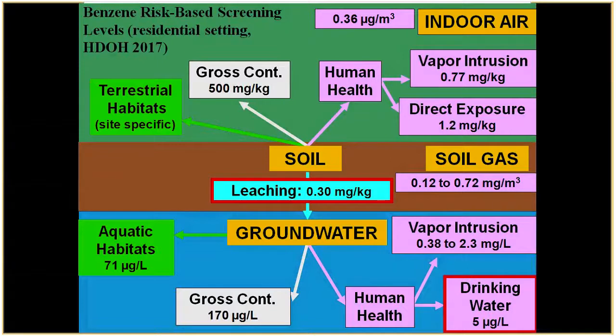Same thing for groundwater. The lowest screening level for benzene in groundwater is associated with drinking water toxicity, 5 micrograms per liter. If you clean up groundwater to 5 micrograms per liter or never had more than that, you're not going to have vapor intrusion problems or aquatic habitat problems. You won't be able to taste benzene in groundwater. Gross contamination, the taste and odor threshold, is about 170 micrograms per liter. So these are tier 1 screening levels.